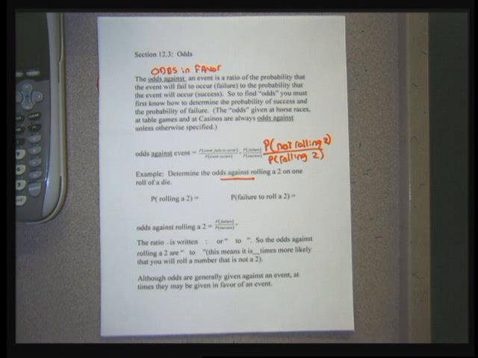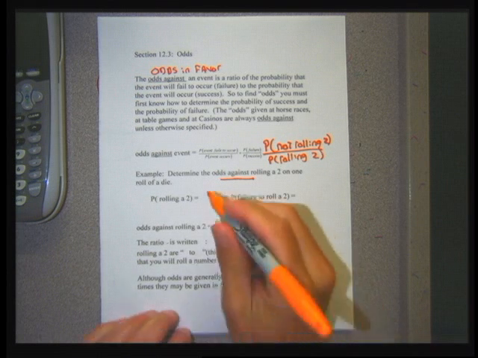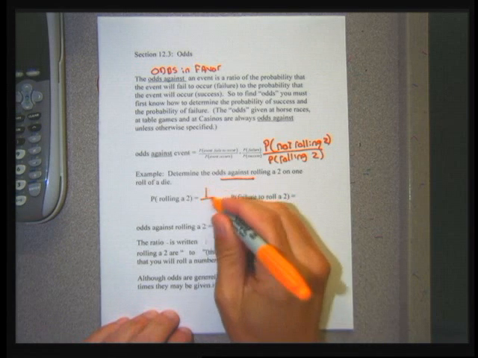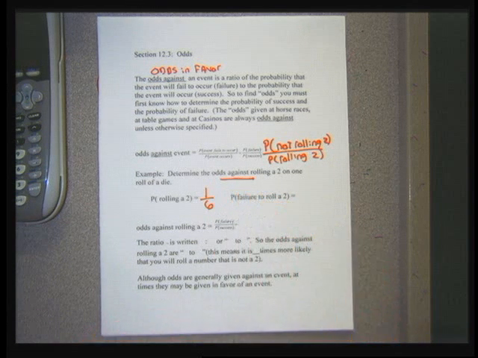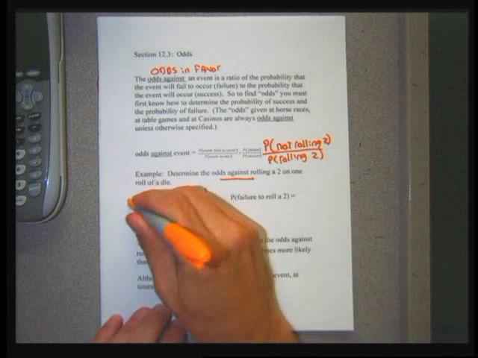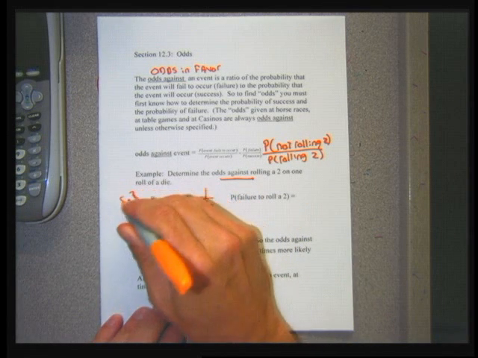When I roll a die, I can get the numbers 1 through 6. To do the odds against rolling a 2, I need to know the probability of rolling a 2 and the probability of failing, or not rolling, a 2. The probability of rolling a 2 is 1 in 6. There are 6 things that can happen, and of those 6 things, 2 is the only good number. So the probability of rolling a 2 is 1 in 6.